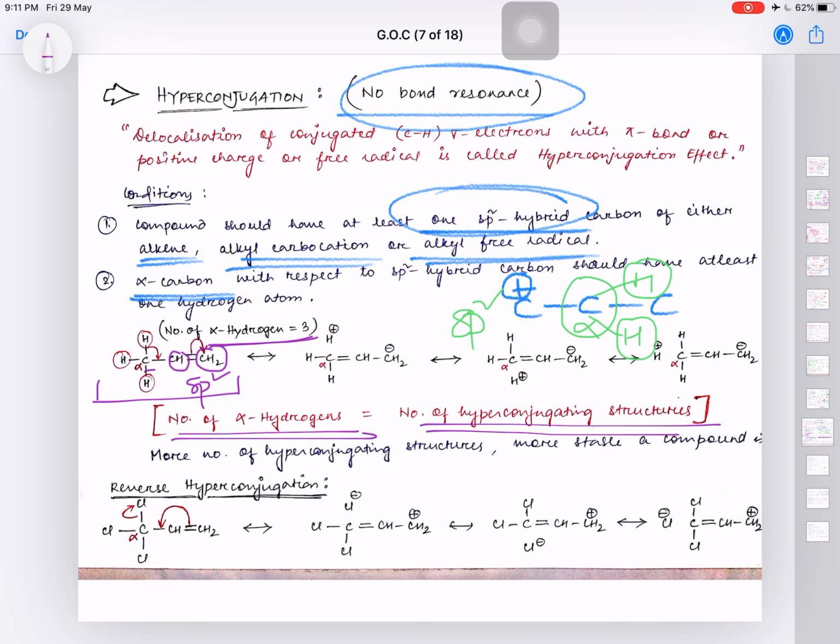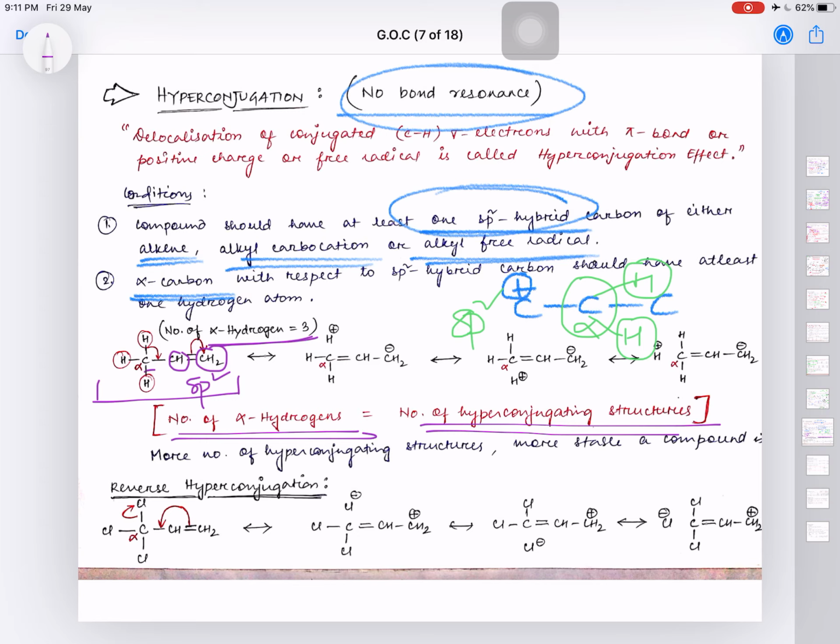It means if you have 5 alpha hydrogens, then the total number of hyperconjugating structures will be 5. Just as in resonance, the number of resonating structures decides stability. More resonating structures means more stable. Similarly, if you have more hyperconjugating structures, then it will be more stable, and we know that more stable means more acidic. So you can relate stability and acidity with these things.